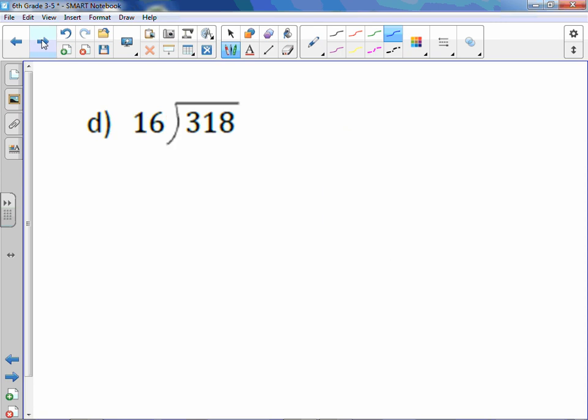Letter D, 16 into 318. Well, I know 16 times 2 is 32, which is too much. So we'll do once. And I'm going into 31, so it goes above that 1. Minus 16. Borrow. We get 15. Bring down the 8. So then we have to figure 16 into 158.